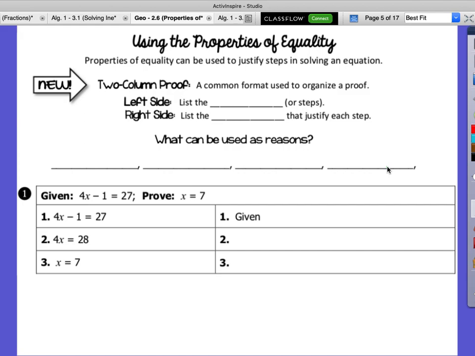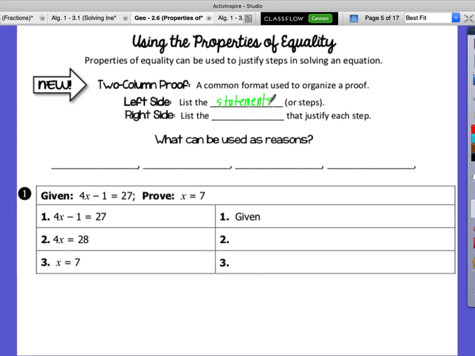Okay, now we're going to practice using these properties of equality. So we can use these to justify, or that's our argument, steps in solving an equation. So this is this two-column proof idea we're talking about. There's multiple ways to do proofs. A two-column one is the most structured way, and so it's typically the easiest one to learn because of how structured it is. Right, Maggie? Right. So this two-column proof, it's new, shiny. It's a common format used to organize a proof. So the left side of the column of the proof, there's a left side and a right side. This is 1, 2 columns. The left side is where we list our statements.